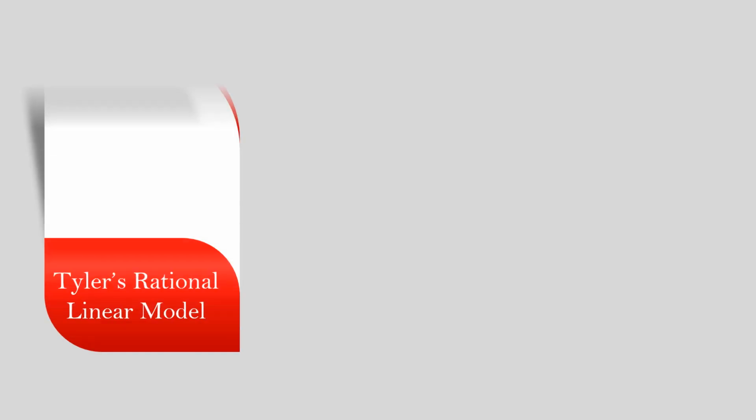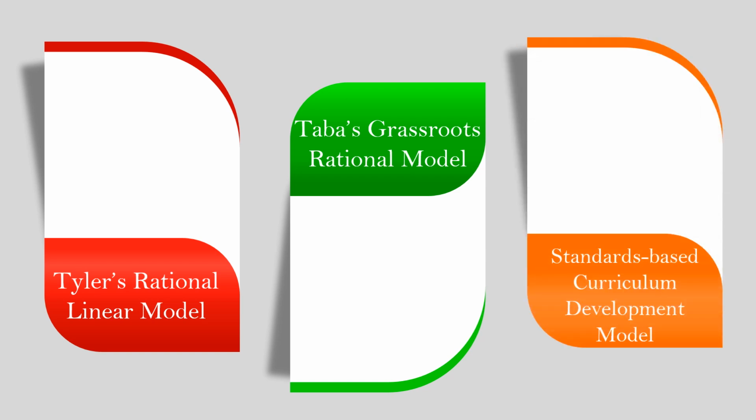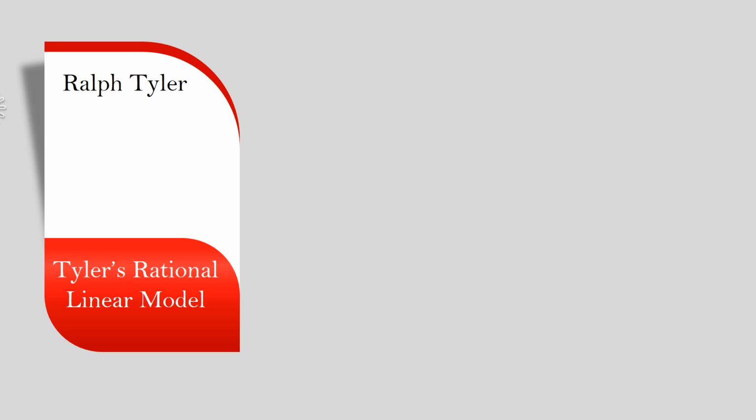Here are the examples of linear models of curriculum development: Tyler's rational linear model, Taba's grassroots rational model, and standards-based curriculum development model. The first model is Tyler's rational linear model.